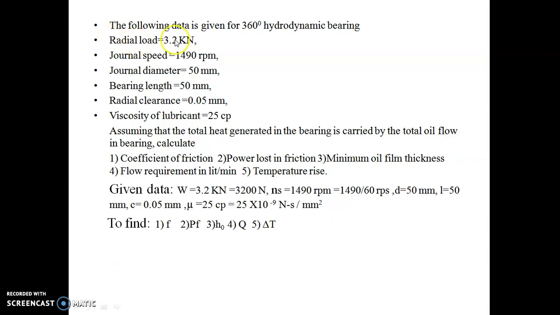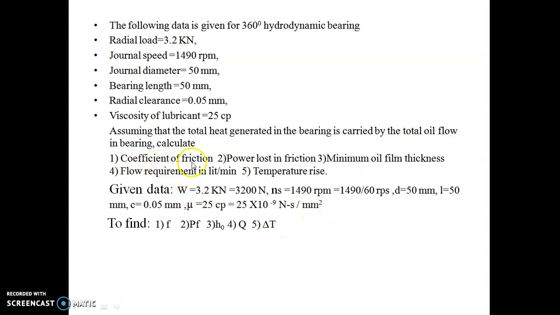W, that is radial load, 3.2 kN, 3200 Newton. Journal speed 1490 rpm, that is 1490/60 rps. Journal diameter D 50 mm. Journal bearing length L equal to 50 mm. Radial clearance C is equal to 0.05 mm. Viscosity mu equal to 25 centipoise, equal to 25 into 10 raised to minus 9 Newton second per mm square.